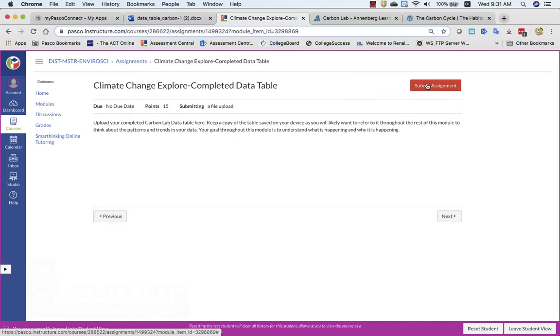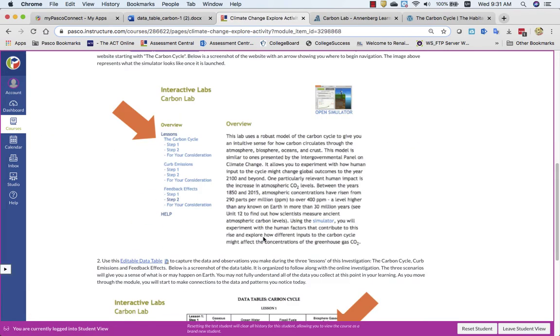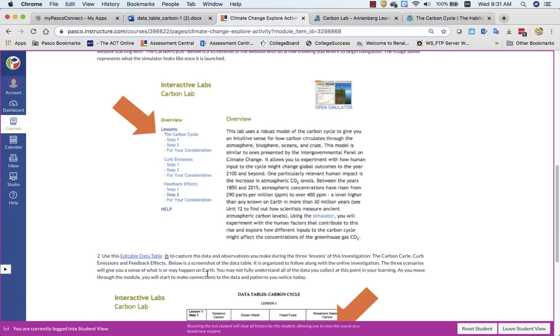Okay. Now I know it seems like a lot, and really it's not that much. It's just recording the data down, and you're not completing all of the steps. So don't fear. It's pretty interesting though what happens to the amount of carbon and the impact that we as humans can have on the carbon cycle. Okay. So essentially, you're going to follow through the directions. Using the simulator, you're going to record the data in your data table.